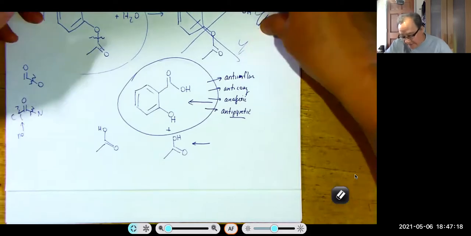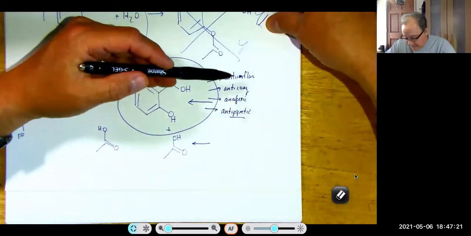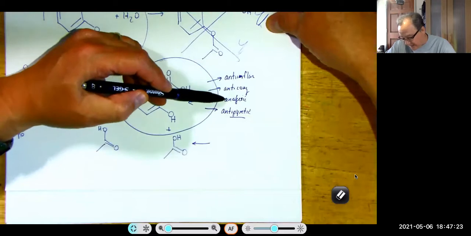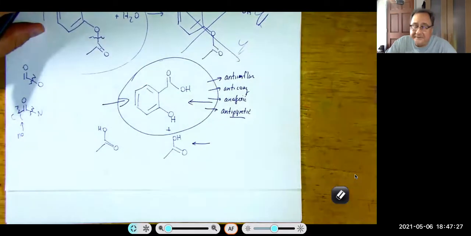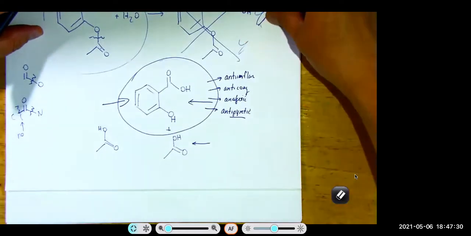So aspirin's got all these things going for it. It's an anti-inflammatory, it's an anticoagulant, it's an analgesic, and it's antipyretic. So does salicylic acid. Do you know where you find this stuff? Acne medication.